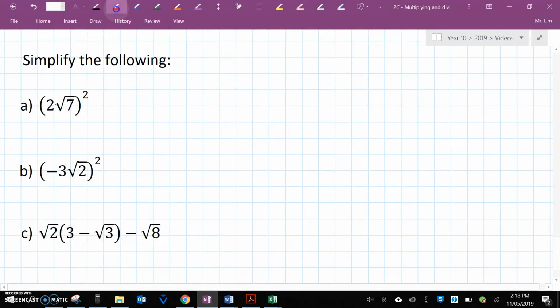Simplify the following. 2 root 7 all squared. That means 2 root 7 times 2 root 7. 2 times 2 is 4. Root 7 times root 7 is 7. So we got 4 times 7, which is 28.